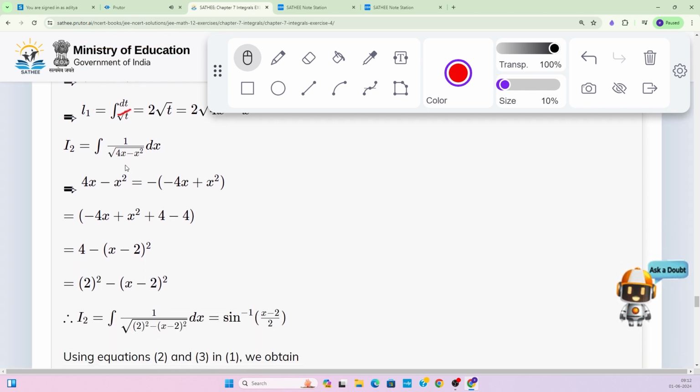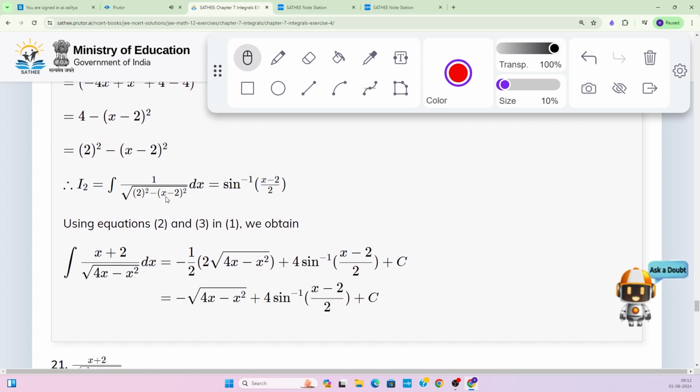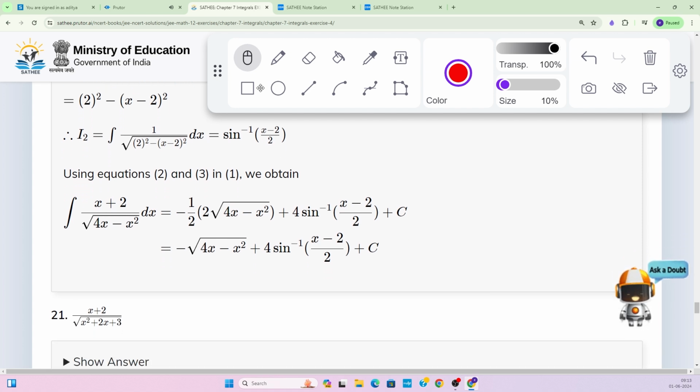Now I2 is just the integration of 1 by root of 4x minus x square. By the completing square method, you can get the inside of the root as 2 square minus x minus 2 whole square. Now you can directly apply the formula for this integration. You will get sine inverse of x minus 2 by a, which is x minus 2 by 2. Now just put the things in the given expression and you will get your final answer as this. Simple, I hope it is clear to you.